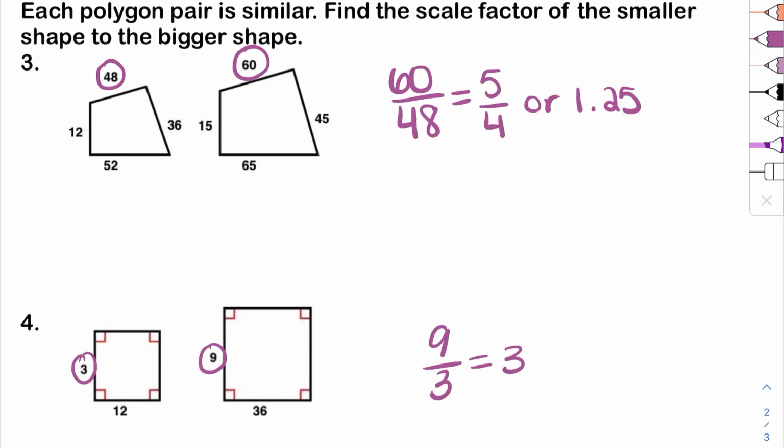Once you get your answer, you can also pick any other pair of sides and verify. For example, our only other pair is 12 and 36. So 12 times our scale factor 3 does give us 36. So you can verify and see that it works with that also.